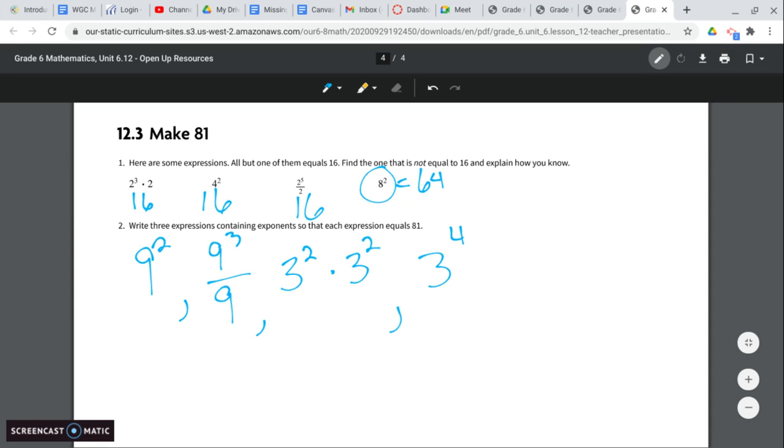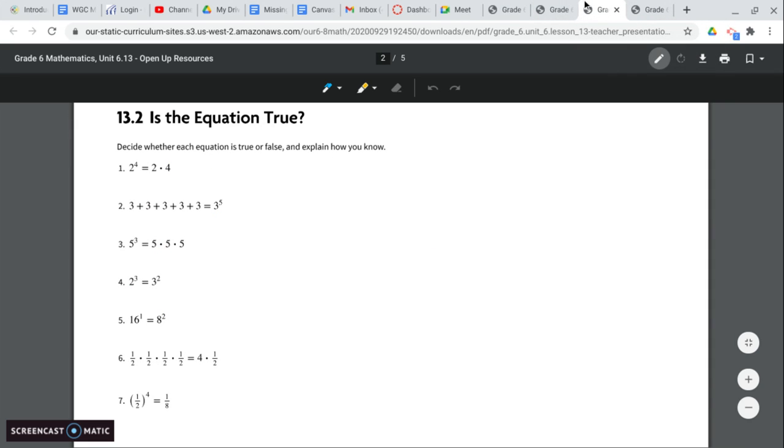All right, so now we're going to take a look at lesson 13, which is expressions with exponents. So is the equation true? 2 to the fourth equals 2 times 4. Is that true? No, 2 to the fourth is 2 times 2 times 2 times 2. There should be another 2 in there, or 2 fours. So this is false. 2 times 2 times 2 times 2.